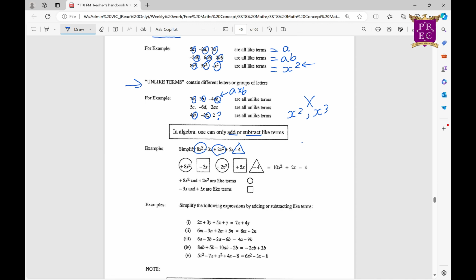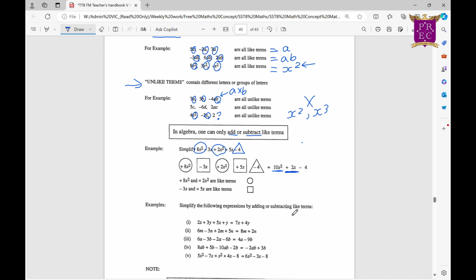And so if we put all those together, that would essentially be plus 8x squared plus 2x squared, which gives you 10x squared. And then you have negative 3x plus 5x, which gives you plus 2x. And then you just have the negative 4 at the very end.